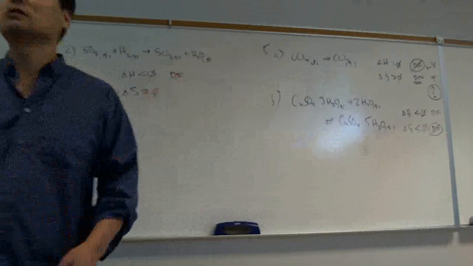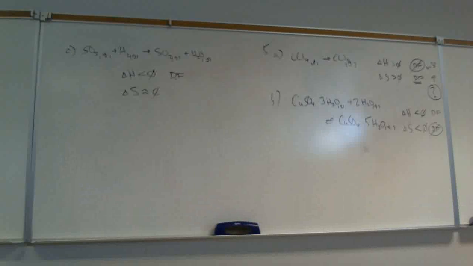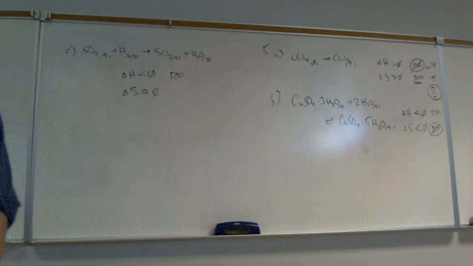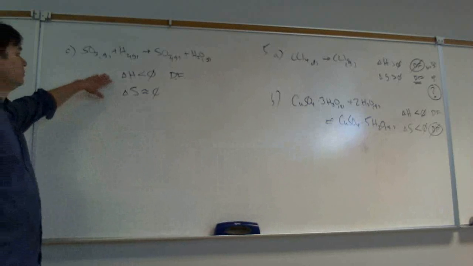This is a redox reaction. So we're going from stronger oxidizer, stronger reducer to weaker oxidizer, weaker reducer. So you get the point. The point is that if we do things qualitatively, sometimes we can tell. Sometimes both go one way.